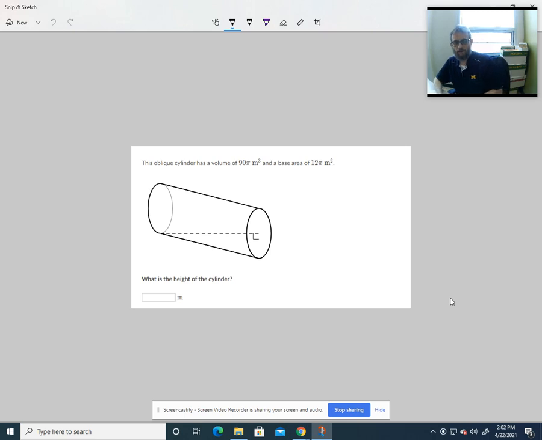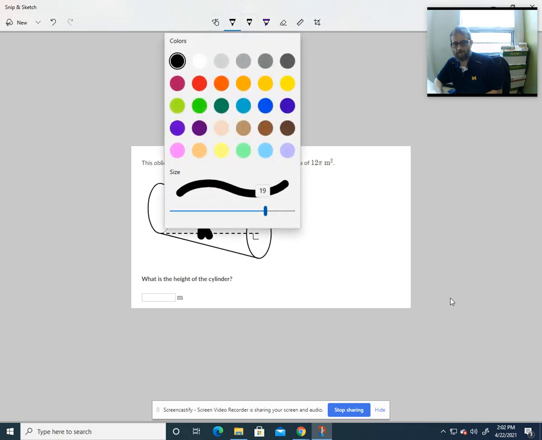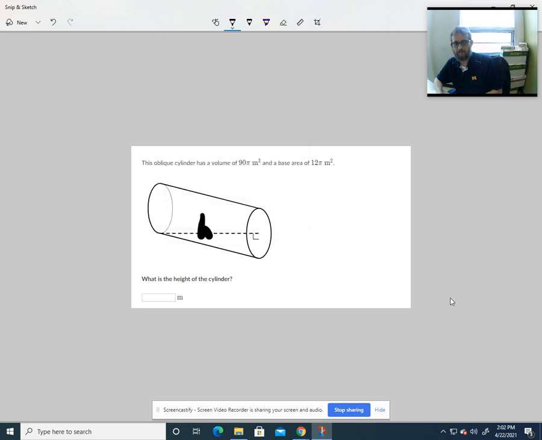All right, so this right here is the 12 pi. That's my height. That's the thing I don't know. Ooh, that pin marker is really wide. Let's thin that out some. And we'll go erase. Let's get that out of here and back to here. Okay, so this is our height that we don't know.